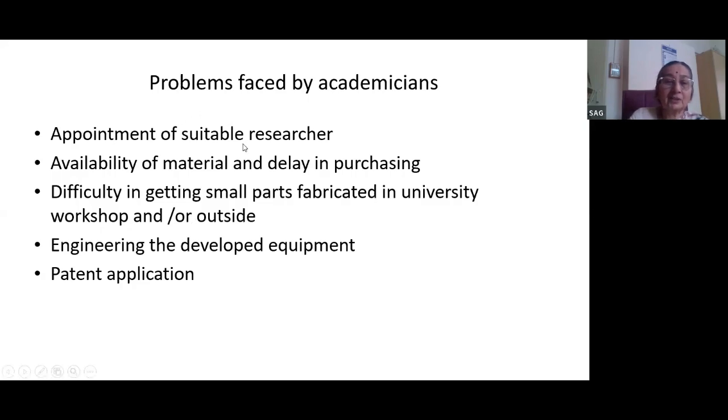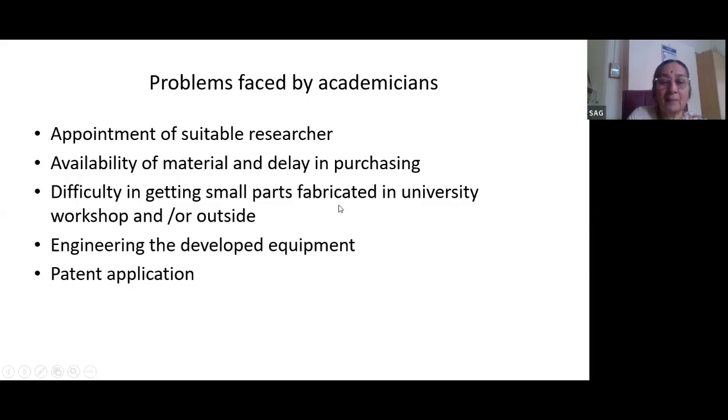We academicians normally have the following problems. Appointment of a suitable researcher, though we have a good research project funded by the funding agency, takes around 3 to 6 months. Further, there are now restrictions that you have to have a researcher from a particular category, who may not be interested in this type of project, and therefore the project suffers. Then there is the availability of material and the delay in purchasing, which I told you a little before.